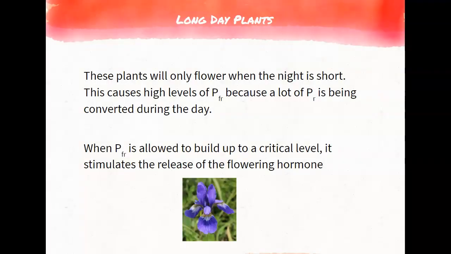So long day plants will only flower when the night is short. This causes a lot of PFR because the day has a lot of PR being converted to PFR. So you end up with a lot of PFR. When PFR is allowed to build up to a critical level, it stimulates the flowering hormone. Once that hormone is released, the flower will bloom.